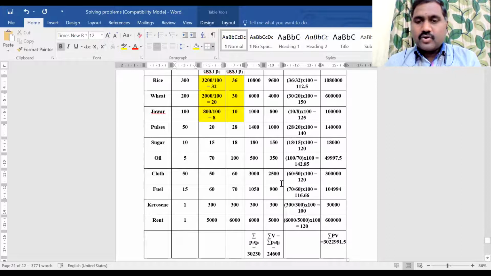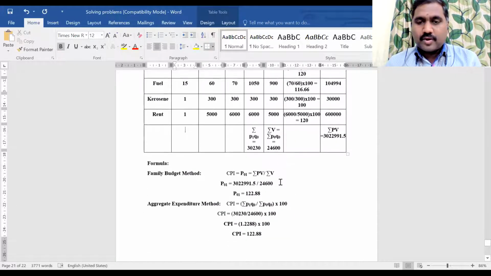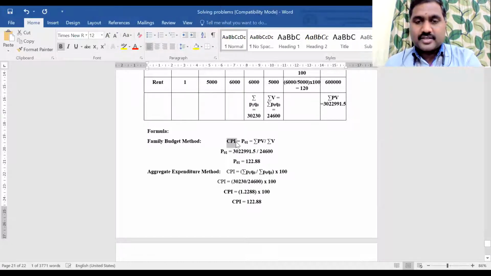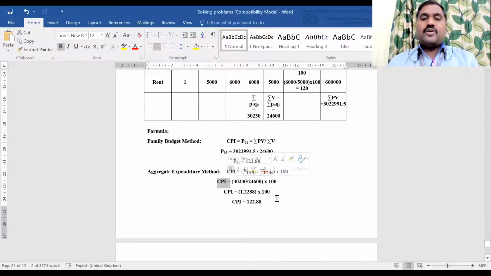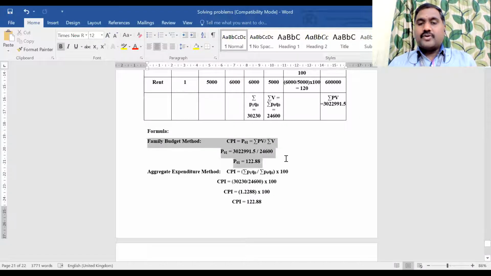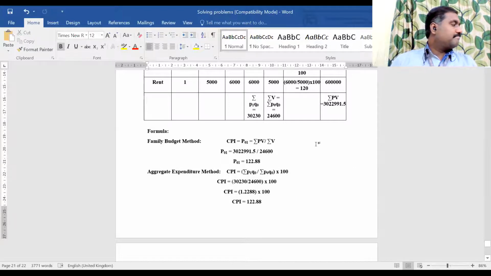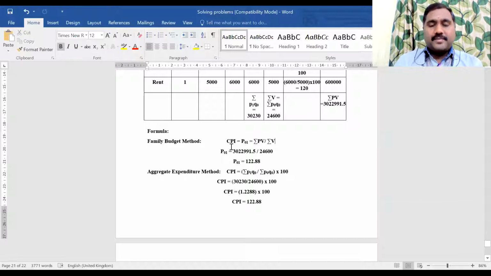Okay. Shall I move on to the next page? Shall I move on to the calculation part? Okay, this is the calculation part. What is the consumer price index number or cost of living index number as per the family budget method and as per the aggregate expenditure method? We got the consumer price index as per the family budget method, that is 122.88. Similarly, the aggregate expenditure method also gives 122.8. So once you copy, tell me. Next, I will stop sharing and move on to the next problem.